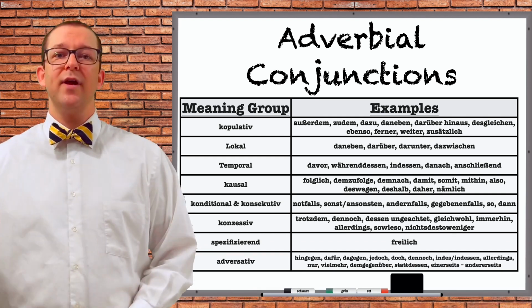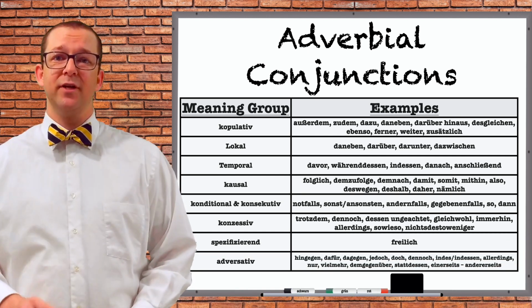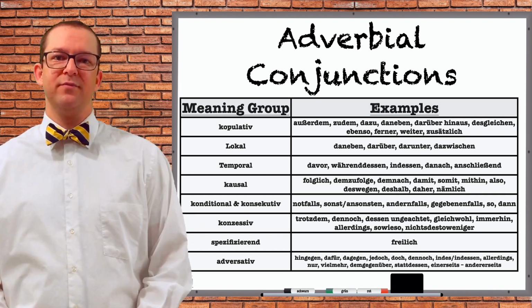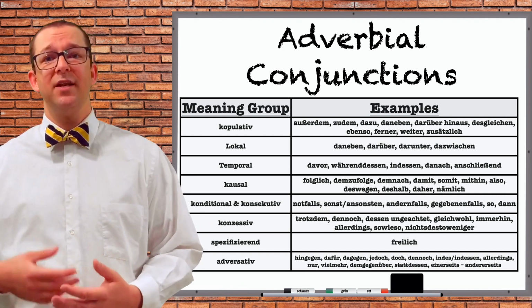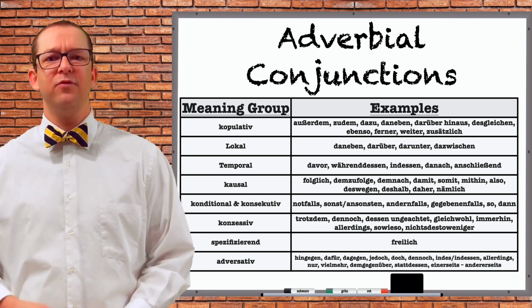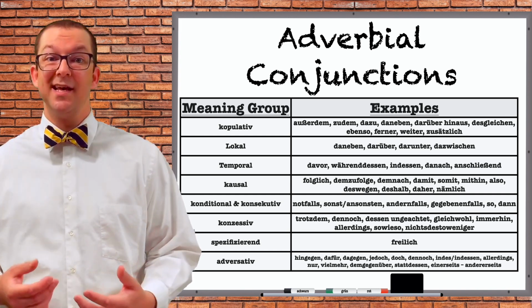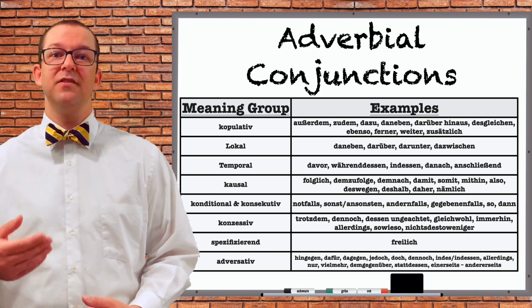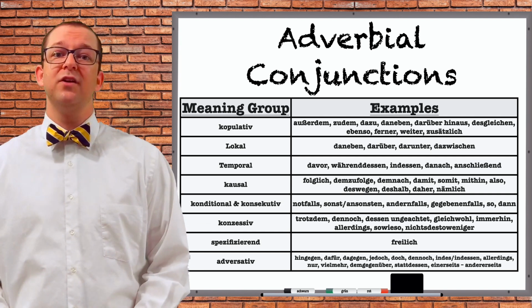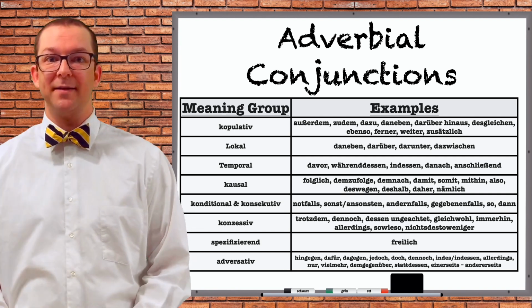Lokal refers to the location of something. Daneben, for example, would be next to that, but it can also take on a more figurative meaning of that phrase. You'll notice that all of them on this list are da compounds. This is pretty common for a lot of adverbial conjunctions, as da compounds lend themselves to this kind of use very well. For more on da compounds, you can watch the video that I have linked in the description for that.